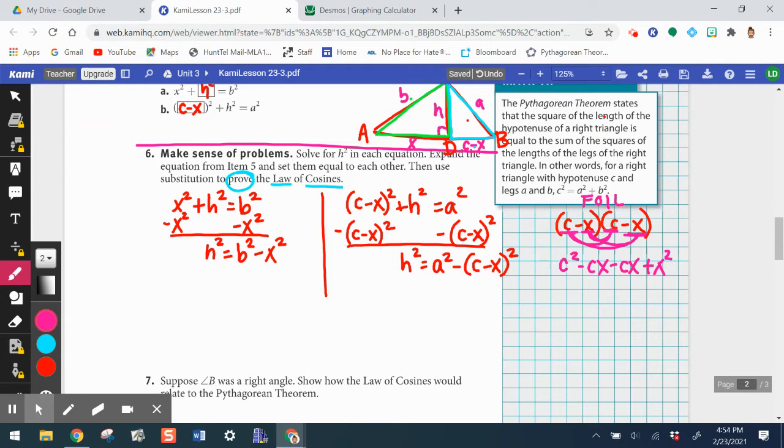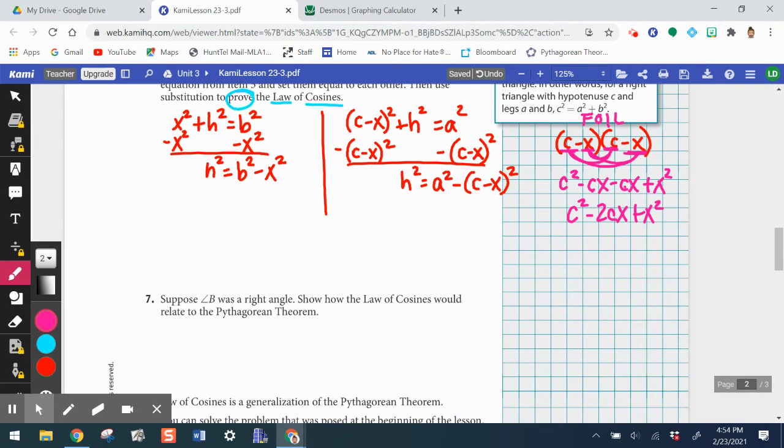First, outside, inside, last. Now these two terms here, because they're both cx, they have the same variable raised to the same power, we can actually combine these two. If I have a negative cx and another negative cx, that's two negative cx's. In other words, negative 2cx. So we just took c minus x squared and expanded it to what's known as a trinomial in algebra. So now h squared will equal a squared minus, and I'm going to put this all in parentheses because we got to do something with this negative here, c squared minus 2cx plus x squared.